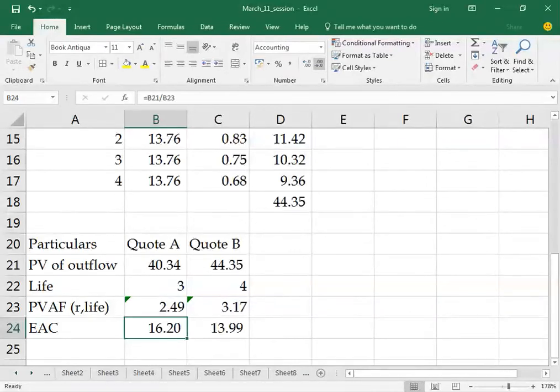Between these two, which is beneficial, I'll go ahead with that. I cannot go by present value of outflow because life is different for both the projects. So we go by equated annual cost, 16.20 lakhs and 13.99 lakhs. Clear? Next, calculation of EAC.